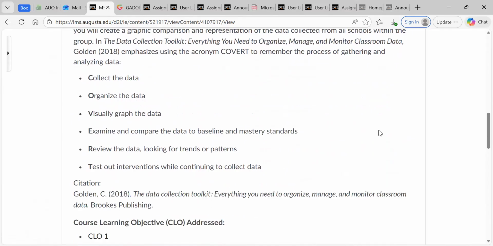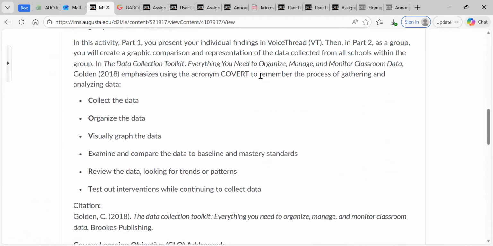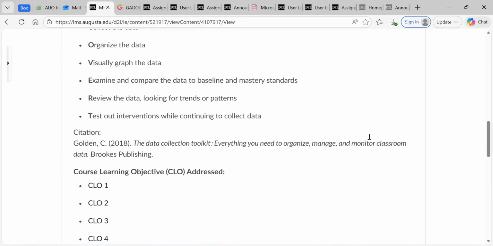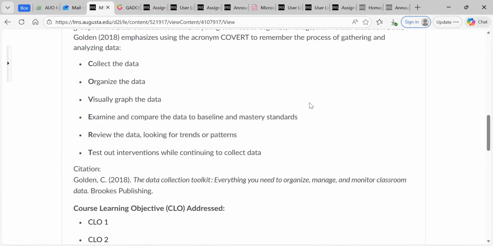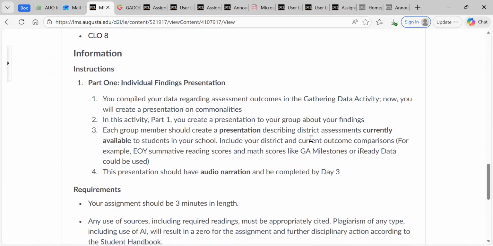All right. So this gives you the acronym COVERT: collect data, organize the data, visually graph the data. Then you're going to be examining and comparing the data to baseline and mastery standards. You're going to look for trends or patterns. You're going to be looking at test out interventions while continuing to collect data. So these two components, examine and compare the data, and then review the data looking for trends or patterns, is what's going to be in your part 2 of this assignment.